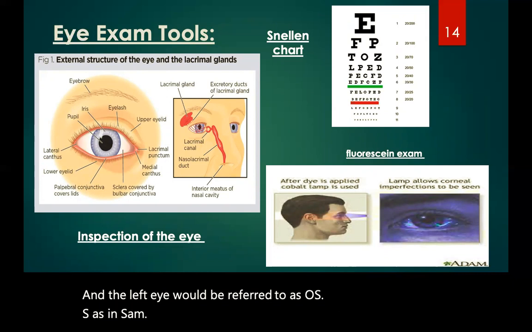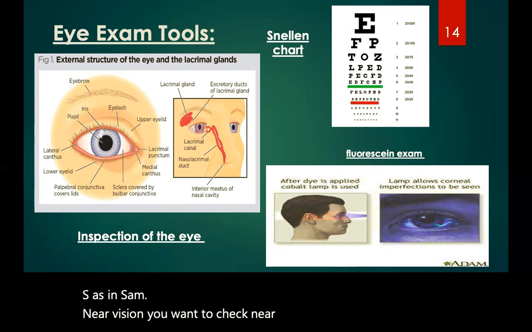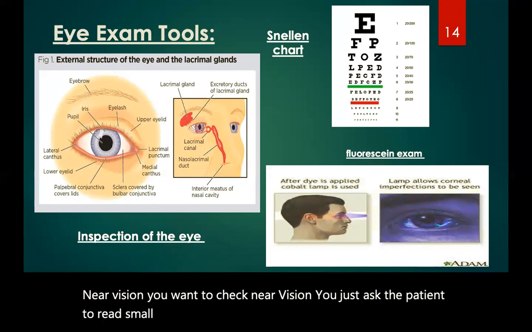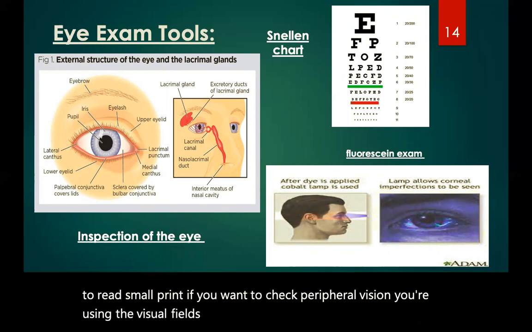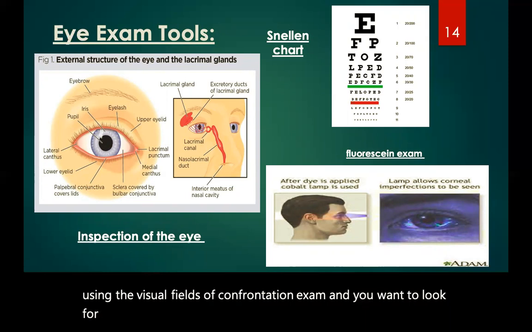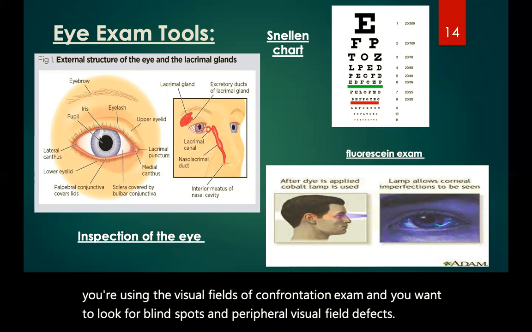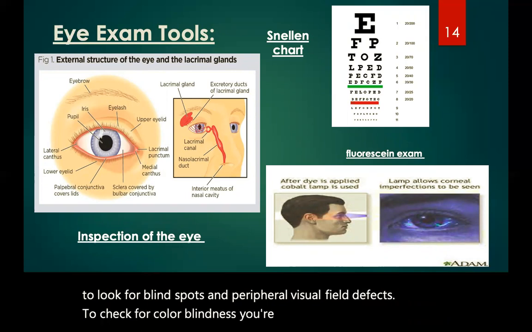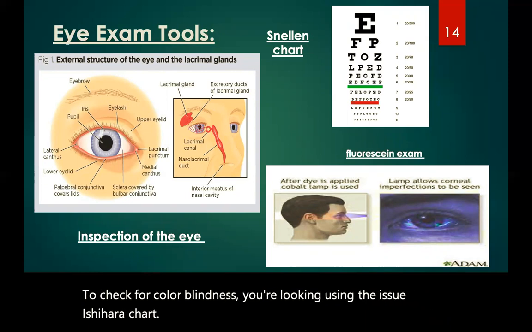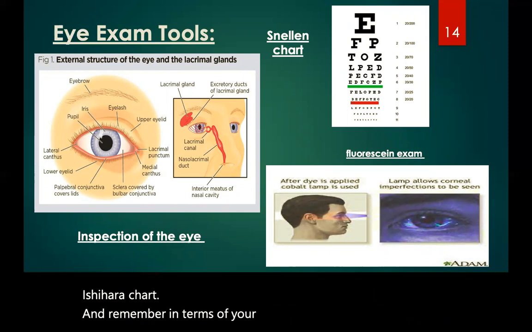Near vision, you want to check near vision. You just ask the patient to read small print. If you want to check peripheral vision, you're using the visual fields of confrontation exam, and you want to look for blind spots and peripheral visual field defects. To check for color blindness, you're using the Ishihara chart.